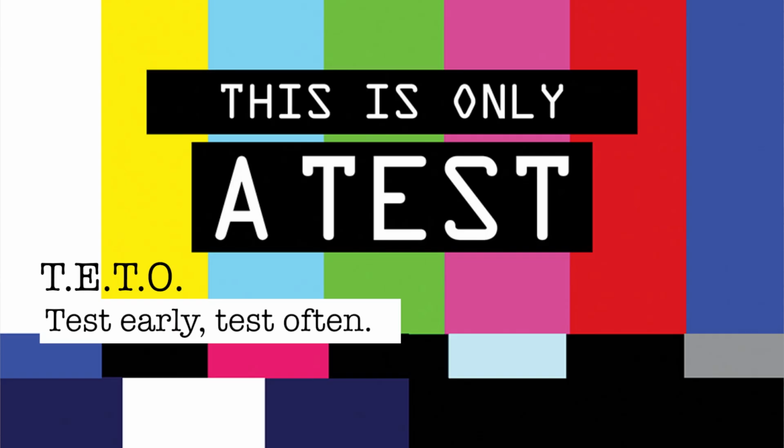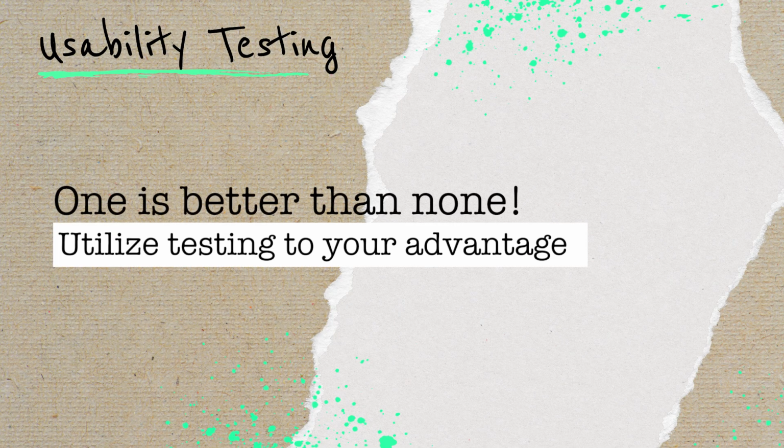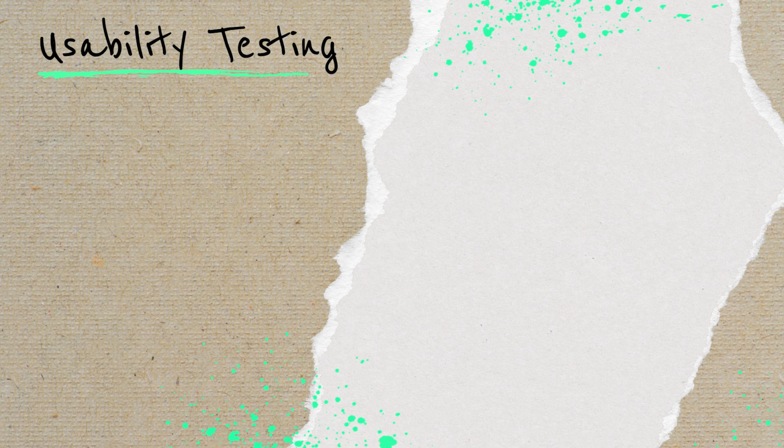Finally, test everything. Use TEDO. Test early, test often. As Steve Krug says, even one user test is better than none. Testing early, even with simple sketches, gives invaluable insights. Usability testing should be an ongoing, iterative process.